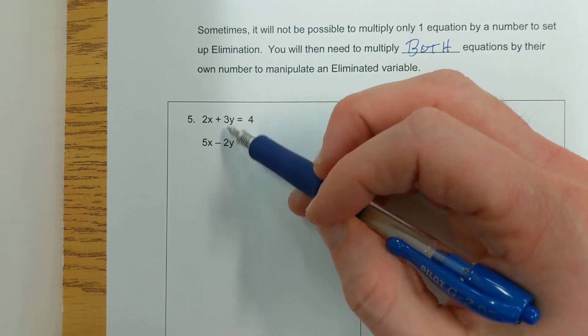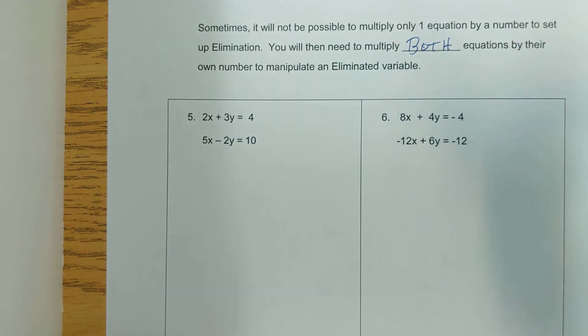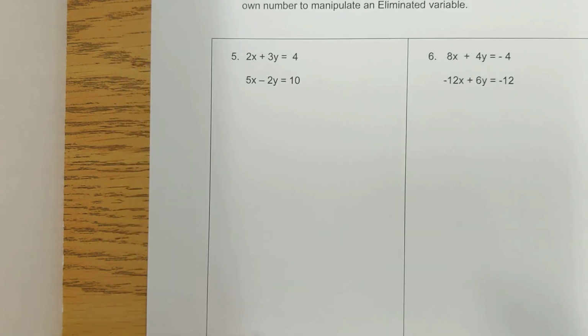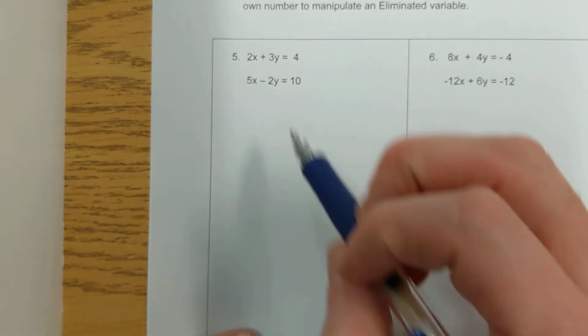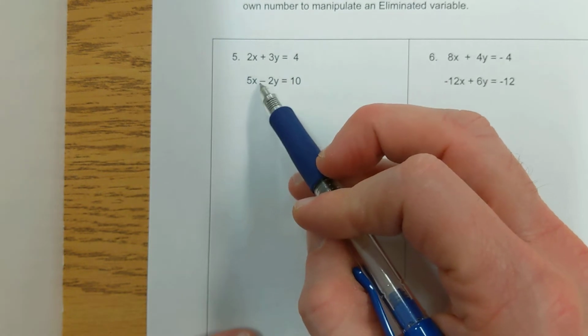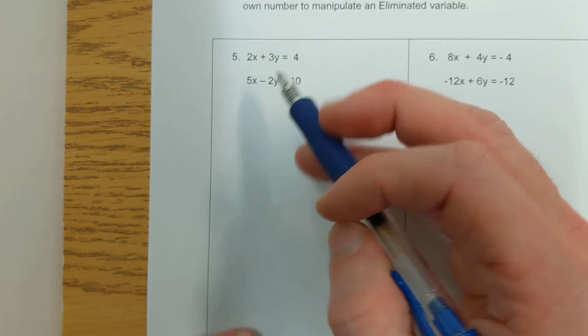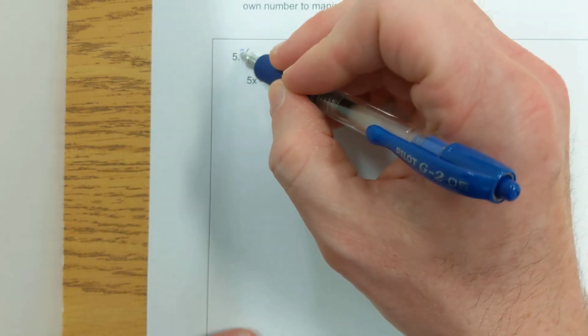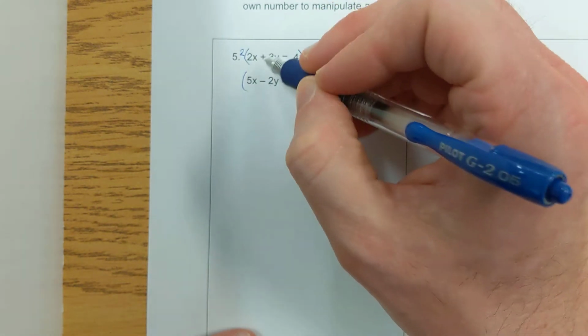And then look at the 3 and the 2 for the y's. 2 doesn't go into 3. So we're going to have to manipulate this somehow and multiply both. Now again, there's a lot of options that you have. It really is up to the person solving as to which one works best for them. So I look, since I've got plus and minus, that way I don't have to worry about the signs. I'm going to go ahead and multiply the top by the 2 and the bottom by the 3.